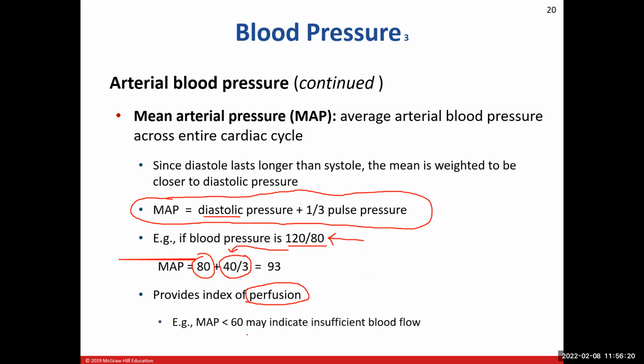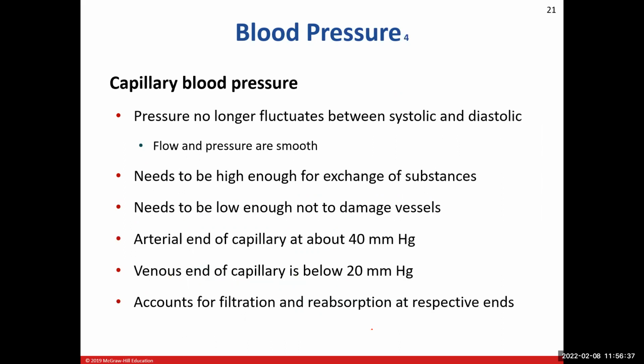So in general, if our MAP is below 60, you have insufficient blood flow. If it's above 60, okay, then you have sufficient blood flow in general, okay? So that's what we're going to see in our arterial areas. What about the capillary blood pressure?